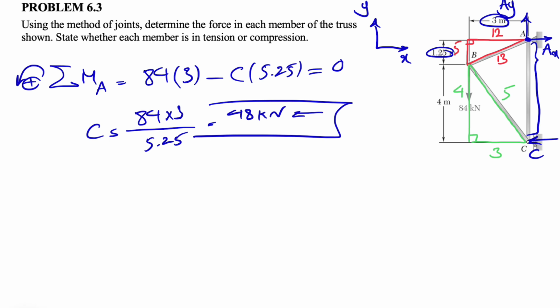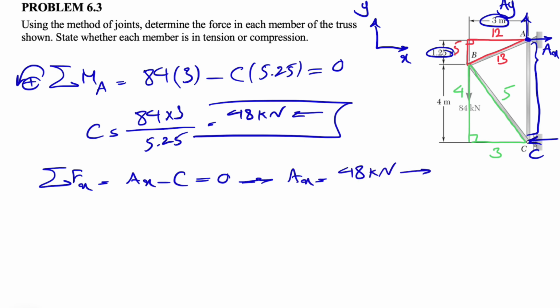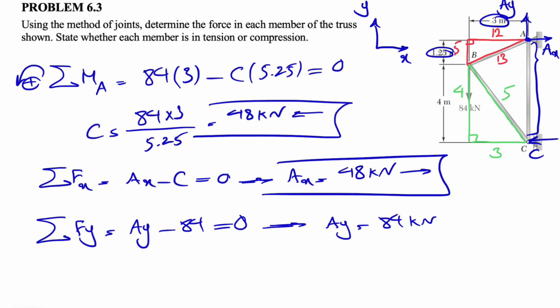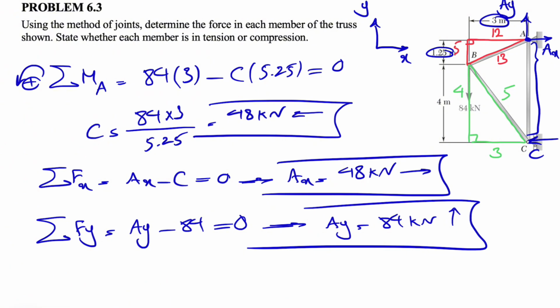Now we can do our Fx and Fy. We can do the sum of all forces in the x direction. So we have Ax and we have C is equal to 0. Ax will be 48 kilonewton, again, no negative sign. That shows Ax is to the right. And last one, we do the sum of all forces in the y direction. We have Ay minus 84 kilonewton is equal to 0, and our Ay would be 84 kilonewton. No negative sign. That shows that all of our assumptions for the directions were correct.